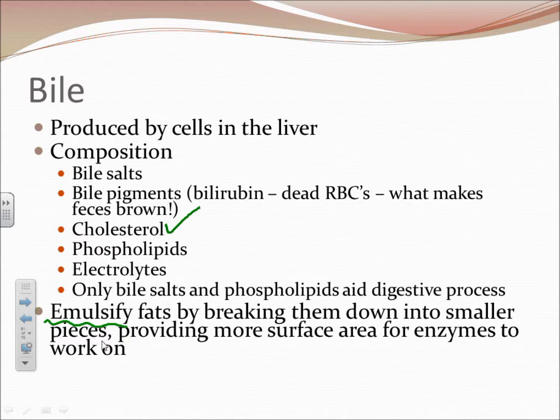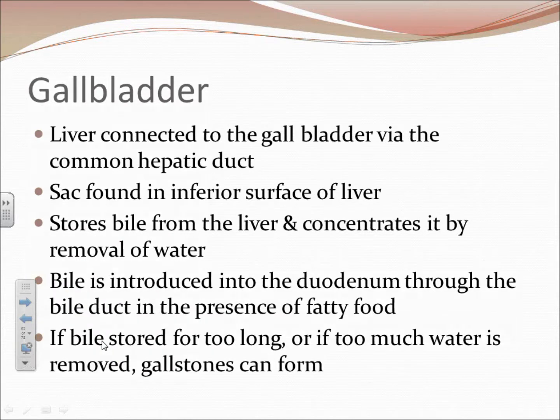Without bile, fat would be too big to absorb, so it'd go right through you. Without bile, fat goes right through you, and you likely will have a little bit of diarrhea. So what does the gallbladder do?